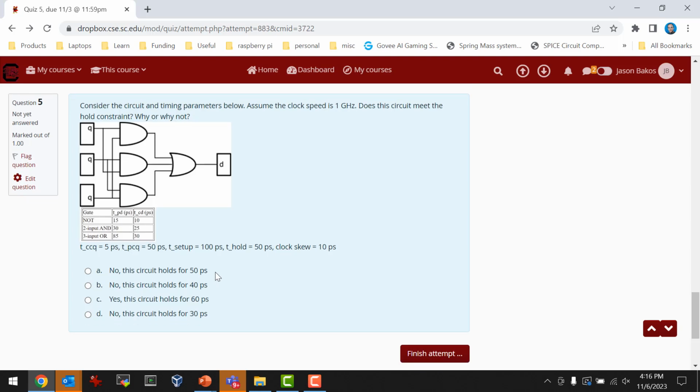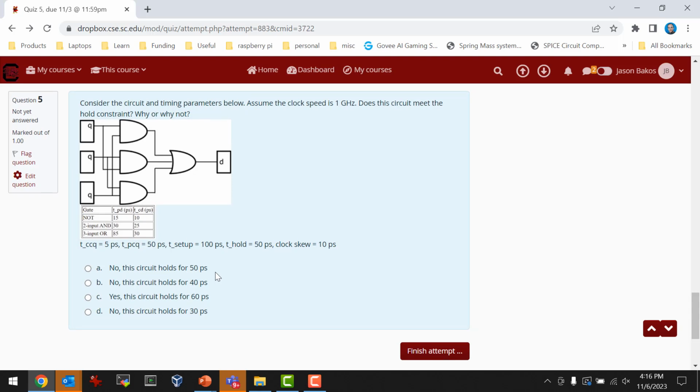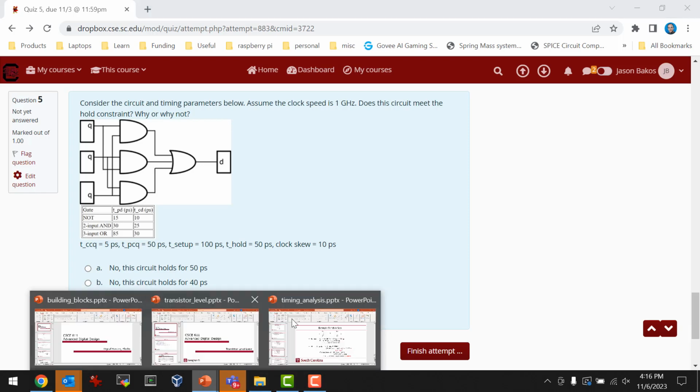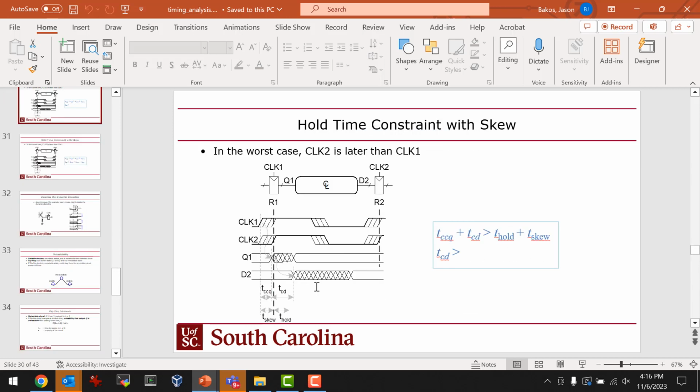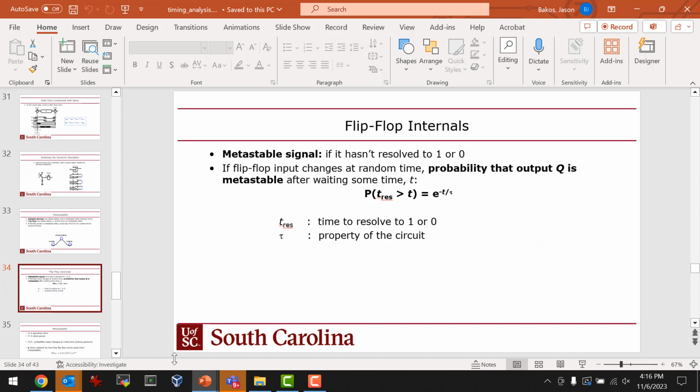So does this circuit meet the hold constraint? Oh, clock skew. Sorry, we have the clock skew. It was 10, right? 10 picoseconds. But it should be strictly less than. If we're right at 10, because this is a strict less than, right? Let me make sure I got that right. Yeah, so actually I think the answer is no there.